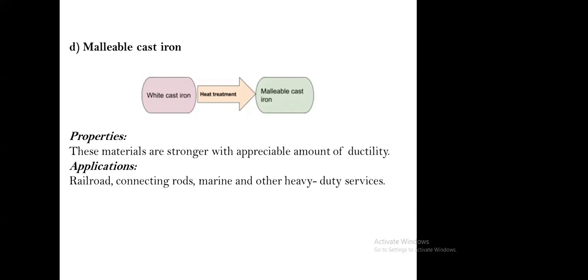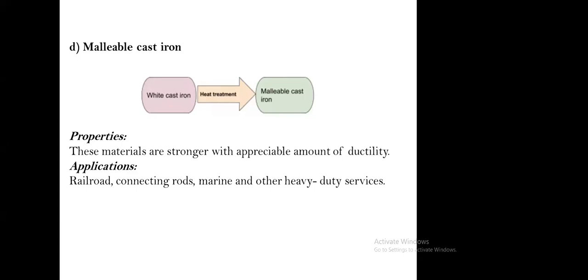So, generally, we can say that malleable cast iron is formed after the heat treating process on white cast iron. The heat treatment process involves heating the material up to 800 to 900 degrees Celsius and keeping it there for a long time before cooling it to room temperature. This high temperature incubation causes cementite to decompose and form ferrite and graphite.